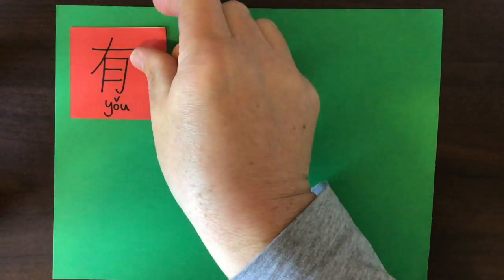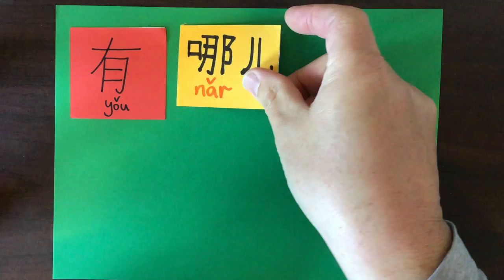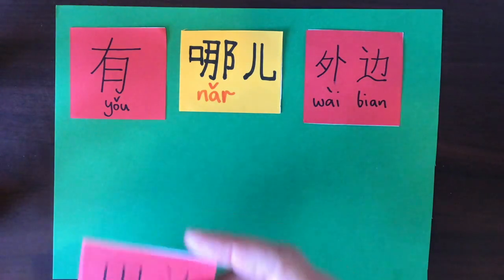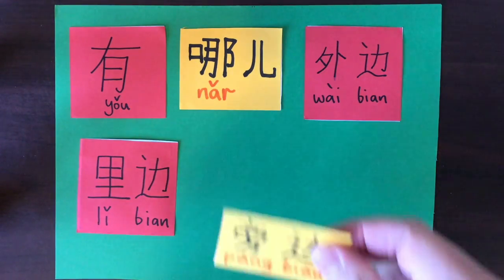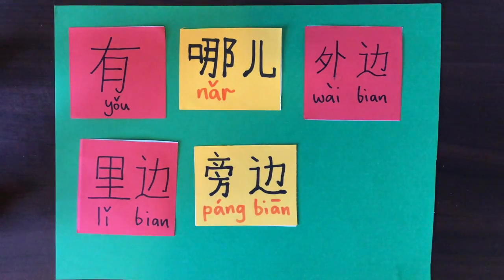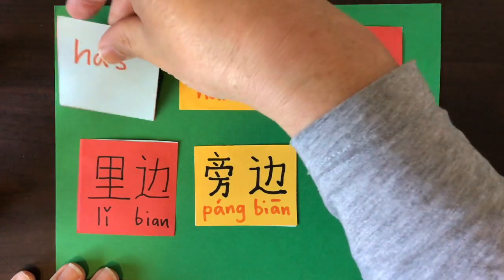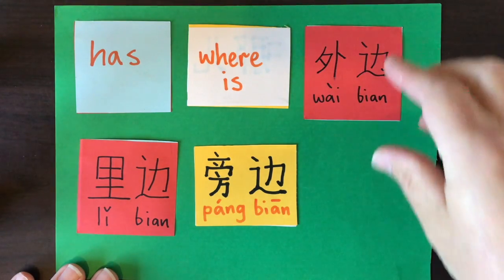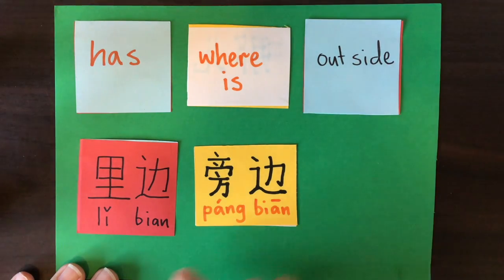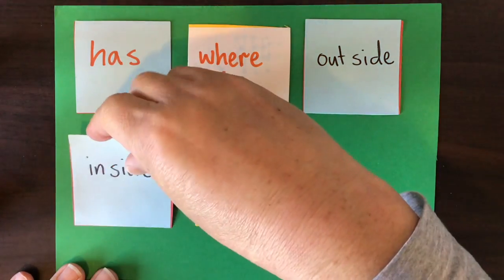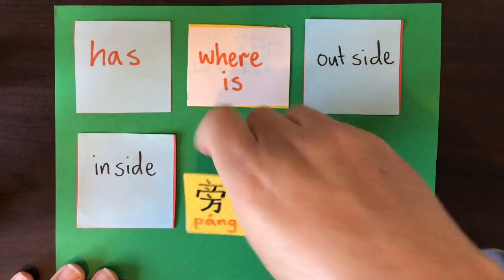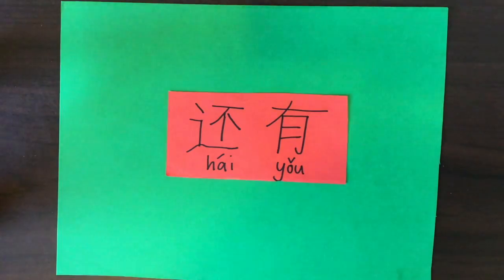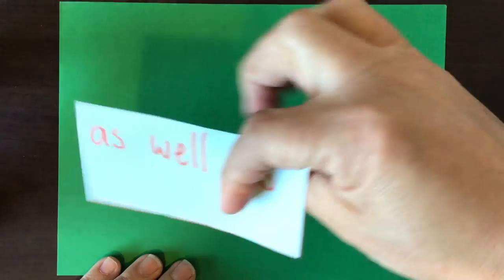Now a few more. 有, 拿, 外边, 里边, 旁边. Let's have a look. 有 have or has. 拿 where or where is. 外边 is outside. 里边 inside. 旁边 beside. One more. This one. 还有 is as well as.